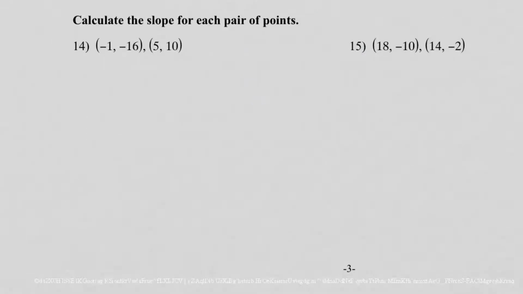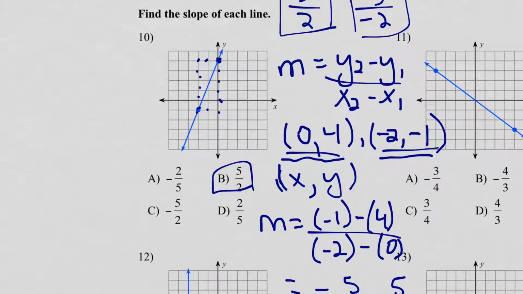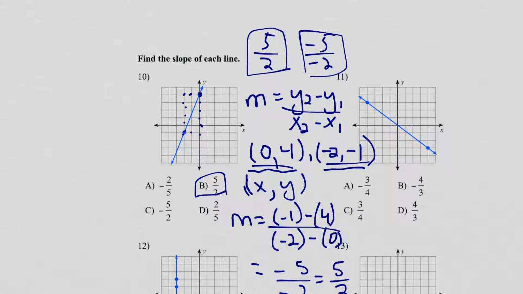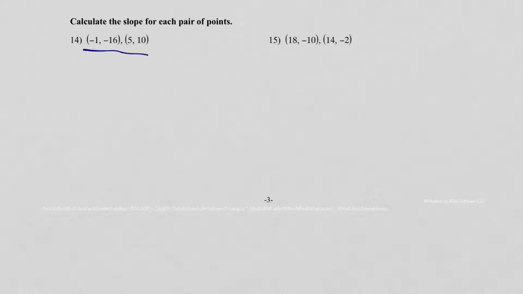For this next set of questions, you're actually given the 2 points. You don't even have to read them off the graph. So up here, we read them off the graph. We used slope, or m is equal to y2 minus y1 over x2 minus x1. So you take the 2 points and you use that formula, and that's how you would work out this type of question.